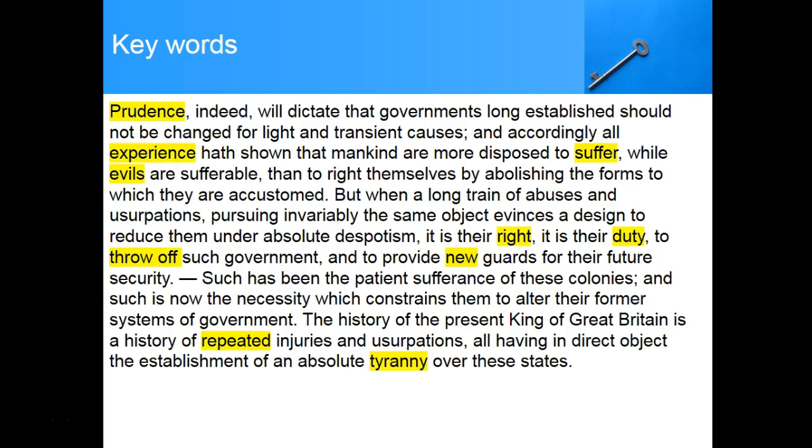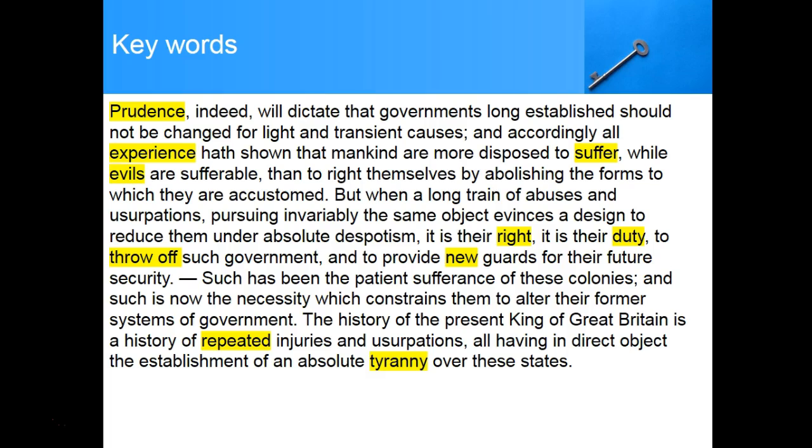So looking at some of this, looking for some of the key words here. Prudence. What does that mean? All right, what does prudence mean? I know what it means. Do you know what that means? It means that you're really going to take care, pay attention. You're not doing something lightly, okay?